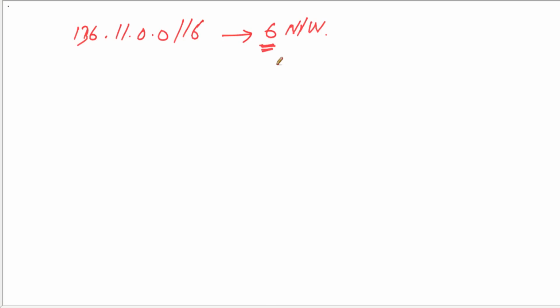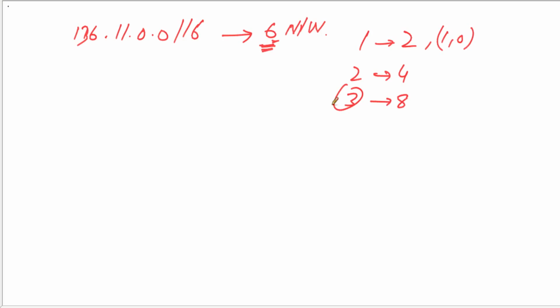this digit 6. So we know that if we have 1 bit, we have two possible combinations, either 1 or 0, right? If we have 2, then we can have 4 combinations. If we have 3 bits, we can have 8 combinations. So 6 will be covered by 3 bits. So we need to borrow 3 bits from the host portion.